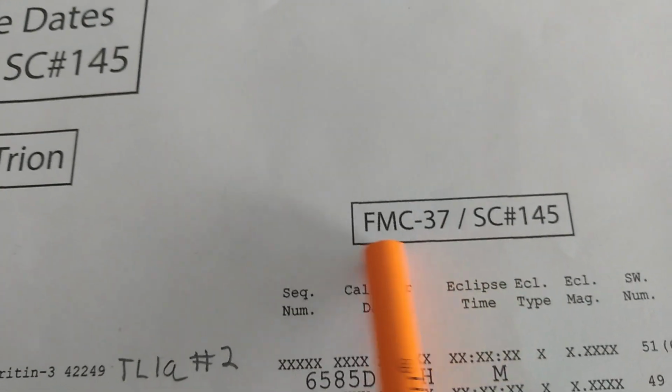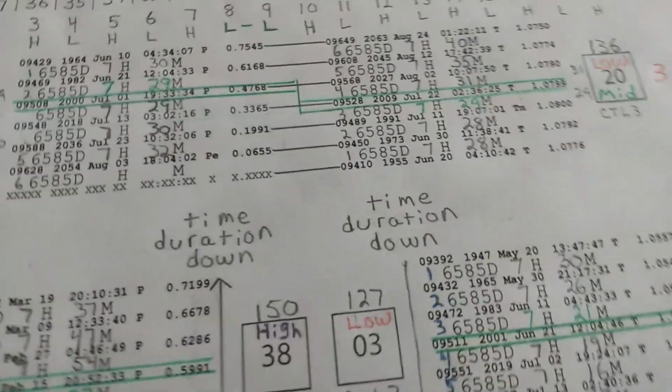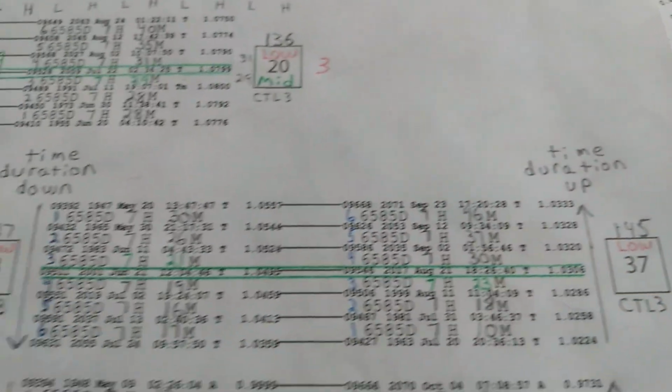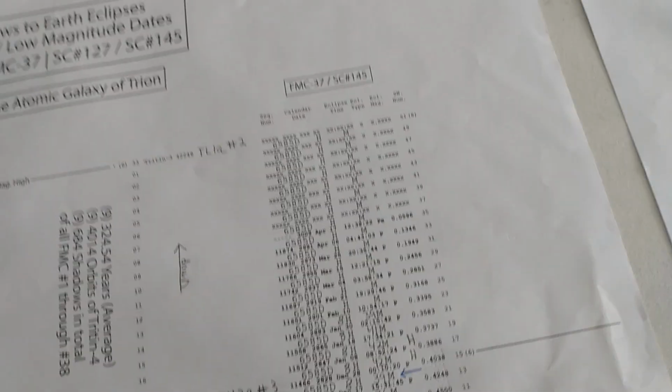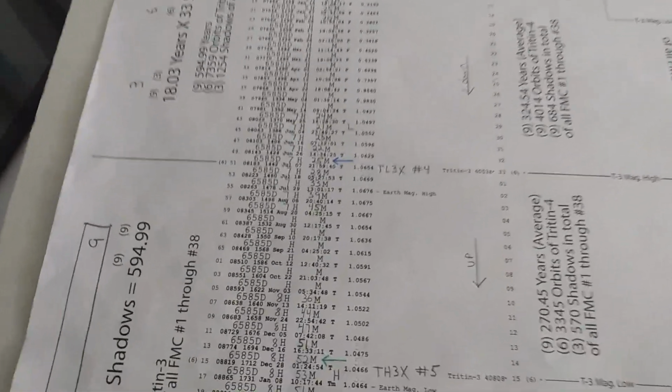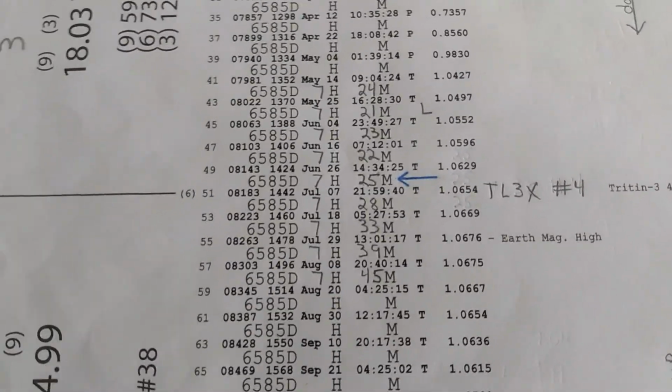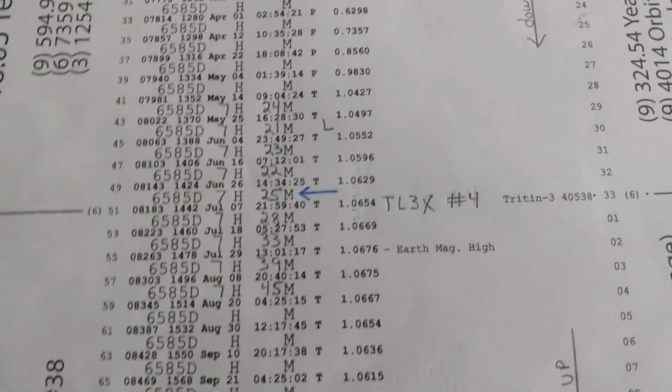You see right here, this is FMC 03, and it's sorrow cycle number 127. This one right here, FMC 37, sorrow cycle number 145. Go back over here, the 03 and the 127, and the 37 and the 145. Okay. So that's pretty miraculous.